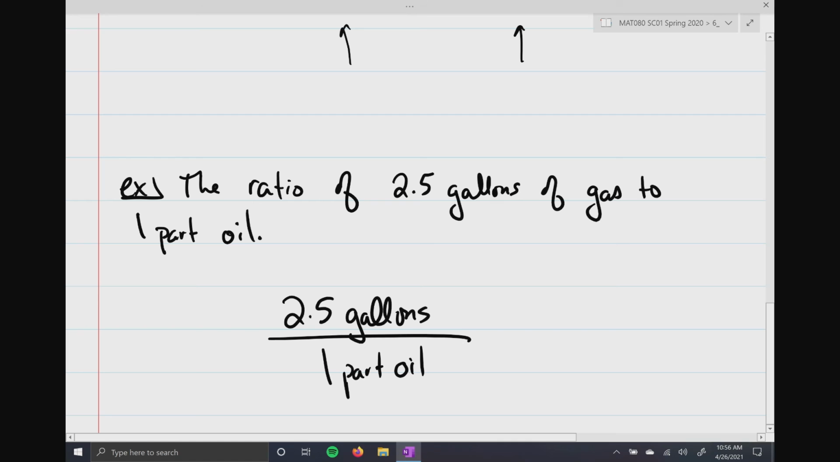Now later on, what we're going to learn how to do is if I have 25 gallons of gas, how many of those little containers do I need? Now I know 2.5 gallons for 1 part oil. So we're actually going to create what we call a proportion to solve that problem. Okay? But we'll worry about that on Wednesday. All right? Are there any questions? Because I'm done for today.